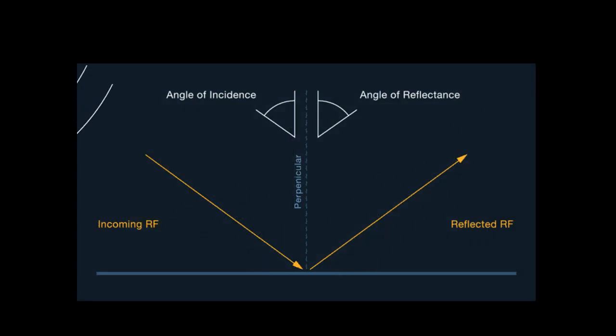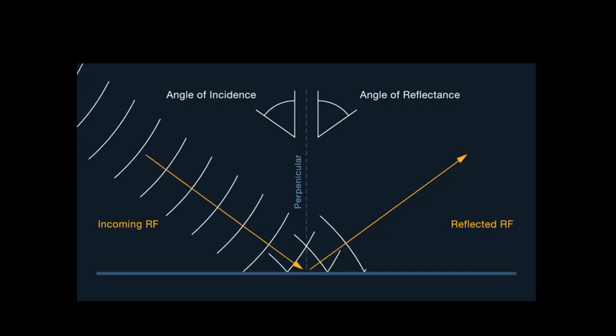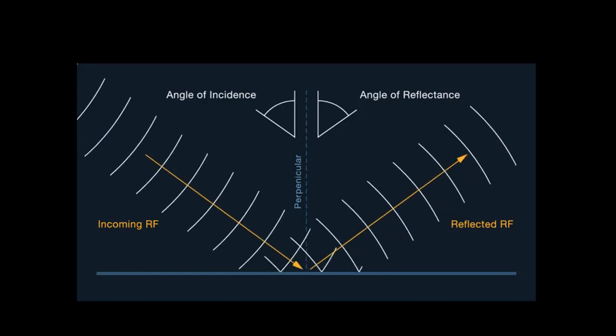Here's another example of the angle of incidence with some waves coming in, bouncing off a flat surface, and we get the angle of incidence and the angle of reflection. In this image, it says they call it the angle of reflectance.